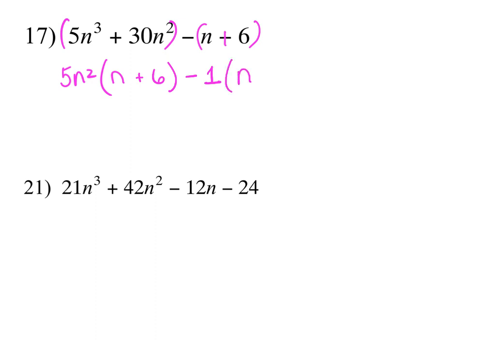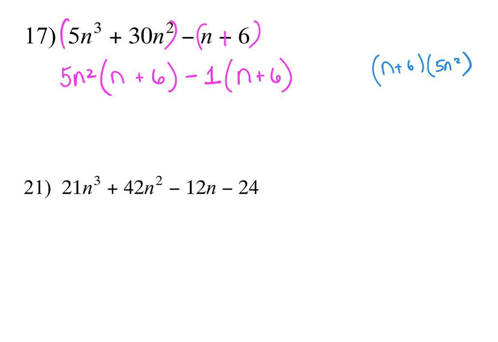So you want to write the 1 and the n plus 6. The reason I have you write it is the most common mistake here when it's a 1 is people will write the n plus 6, and then they'll just write the 5n squared. And that's wrong. That's the wrong answer, right?